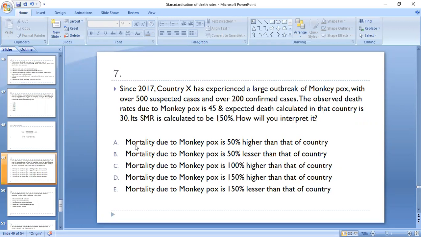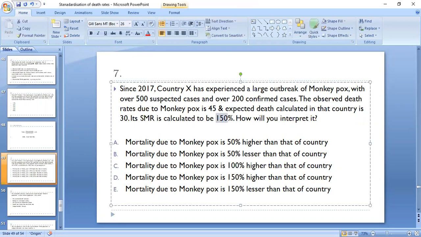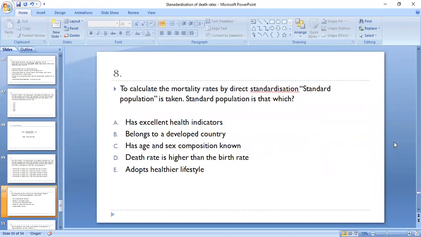A is the correct option because while interpreting we will only use those values that are above the 100. So above 100 is only 50%. So the mortality due to monkeypox is 50% higher than that of the country. A is the correct option in this scenario.